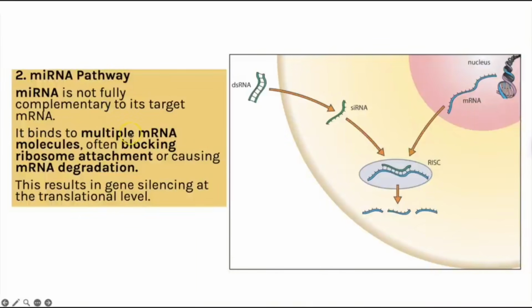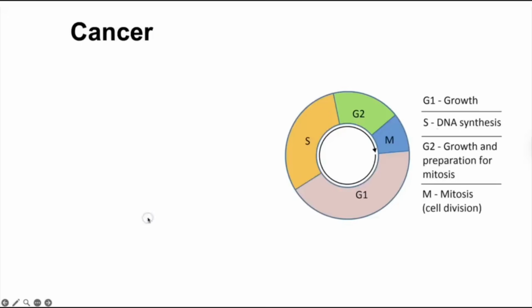An alternative is miRNA, the microRNA, and miRNA is not fully complementary to its target mRNA molecule. So instead it binds to multiple mRNA molecules, and that often causes blocking so that the mRNA can't attach to the ribosome, or it can also cause mRNA degradation as well. But either way, it results in translation not happening.